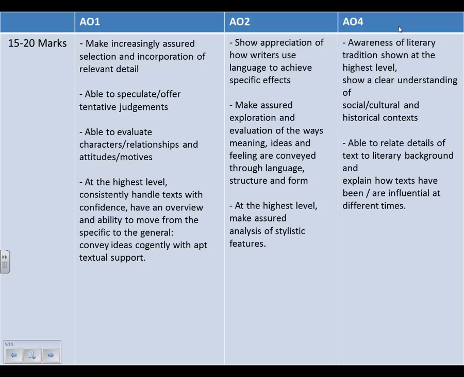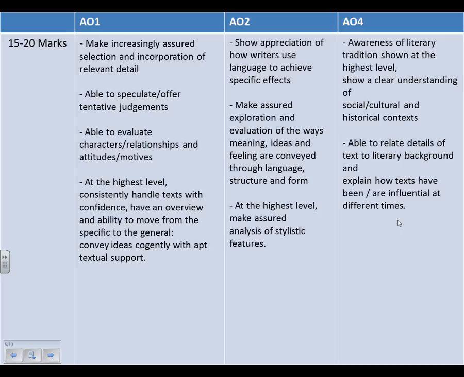We also need to look at literary traditions as well, and that again is very much a high-end A-star ideal. How were people writing at that time and why? You also need to be able to show how, over time, your thoughts on the novel are different maybe from those people in the 1930s.